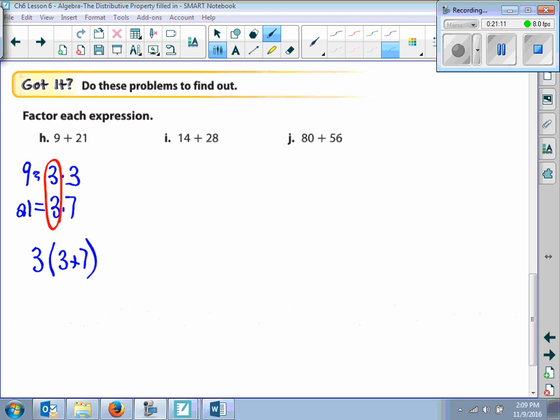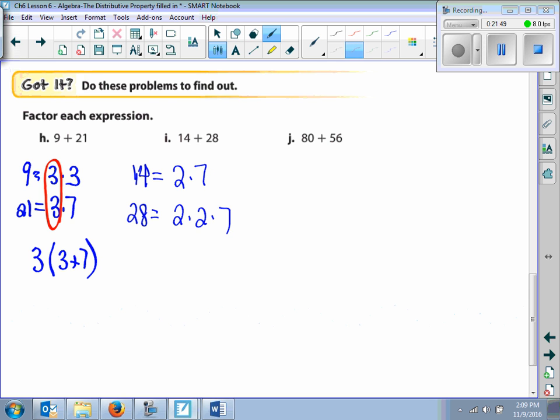So we want to factor 14 plus 28. So now 14, when we break that down to the prime factors, it would be 7 times 2. I'm going to put it in order, 2 times 7. And then for 28, that's 4 times 7, right? Yeah. But the 4 can be broken down to 2 times 2. So this will be 2 times 2 times 7. Is everybody with me?